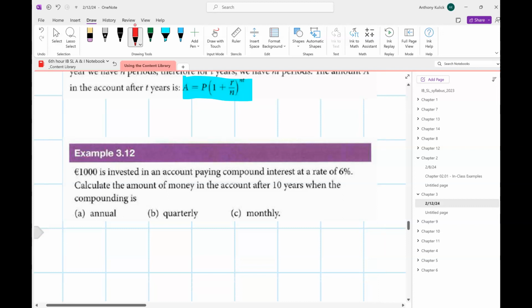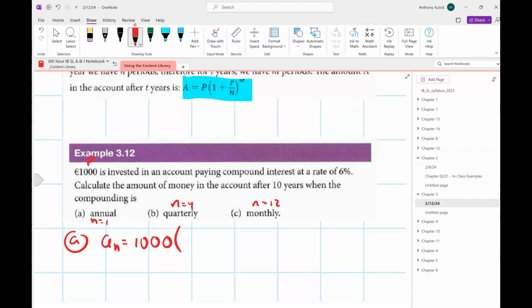All right, so it says $1,000 is invested into an account paying compound interest at a rate of 6%. Calculate the amount of money in the account after 10 years when it is compounded annually, quarterly, monthly. Okay. So my principal, my capital P, is 1,000. My N for each situation is either 1, 4, or 12. And then my interest rate needs to be my percent as a decimal, though. Has to be a decimal.